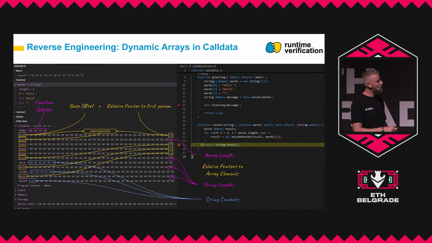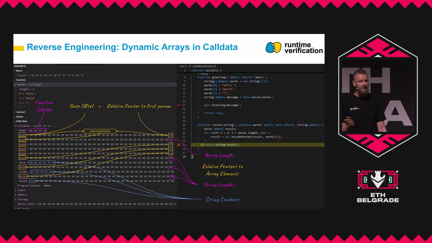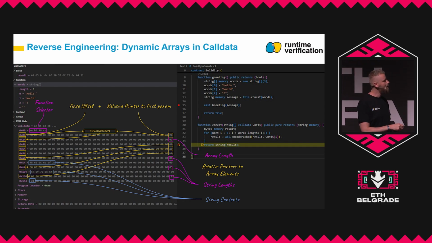To get to the address where the parameter is actually encoded, we need to add this value 20 to hexadecimal 4. So this is the base offset, and this is the relative pointer. We add them together and we end up at offset hexadecimal 24. So this is pointing here. Now, this is the beginning of our dynamic array, and we are lucky. The first word, once again, stores the array length. So array length is still 3.